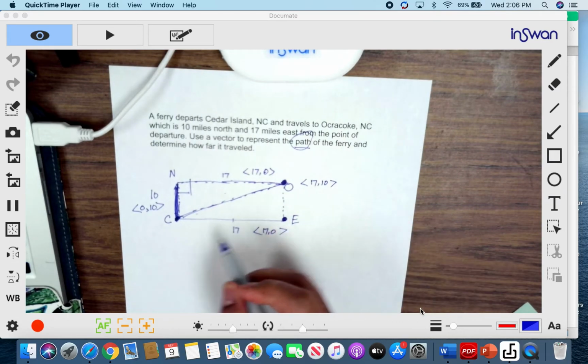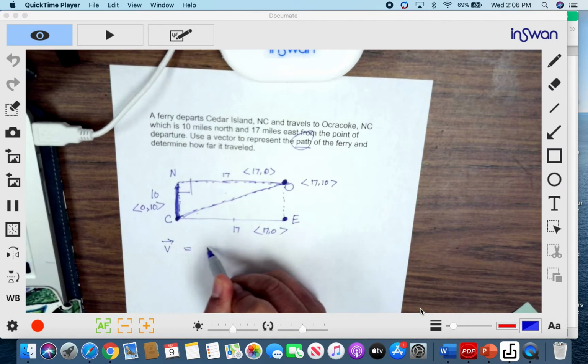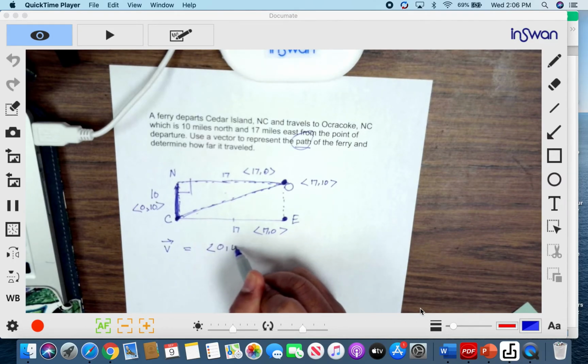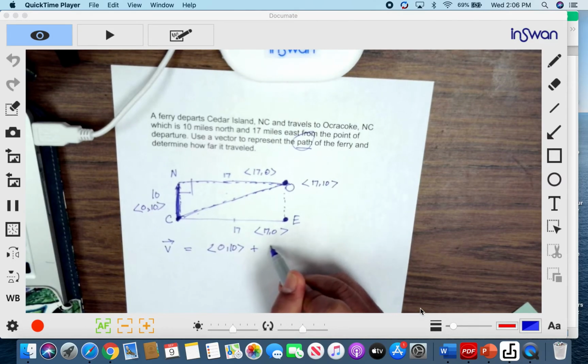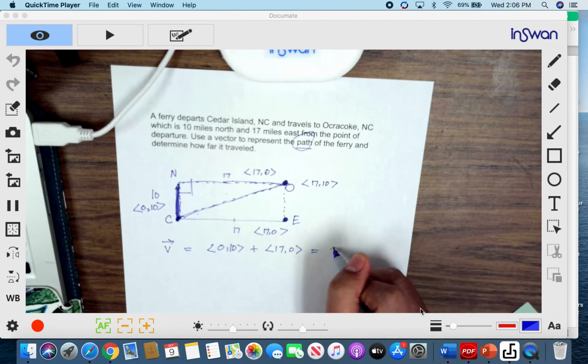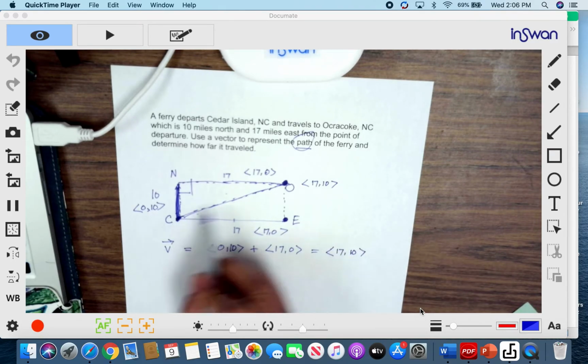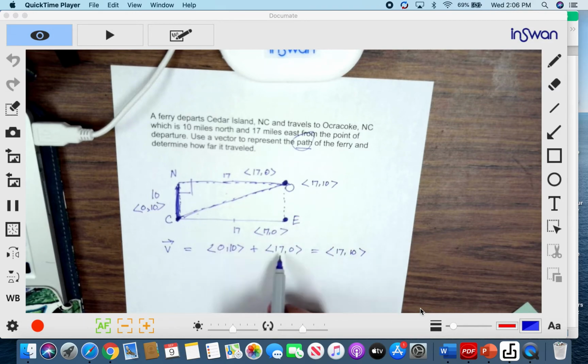So therefore, if we illustrate the sum of the vectors, it will be equivalent to 0, 10 plus 17, 0. So our resulting vector of the sum, it's not the resultant, but the resulting vector of the sum is equivalent to 17 and 10. Because remember, this is the parallelogram method, and the algebraic method is 0 plus 17 is 17, and 10 plus 0 is 10.